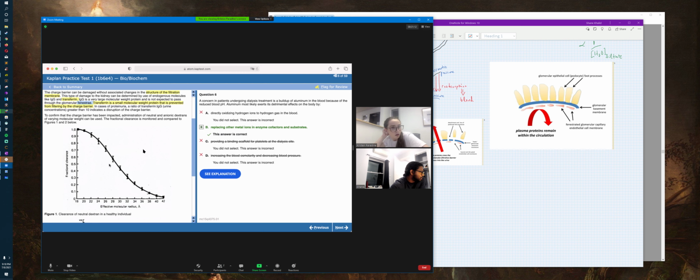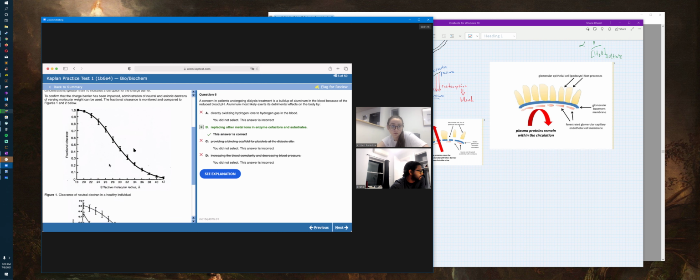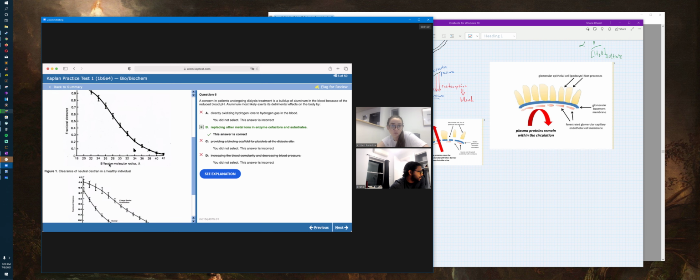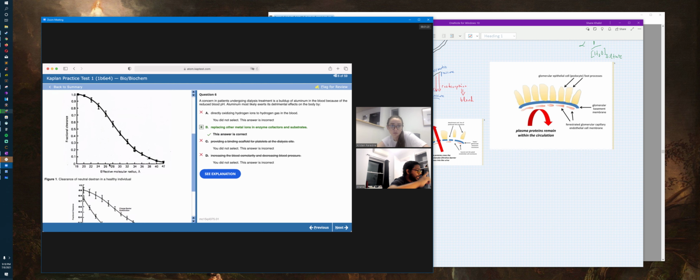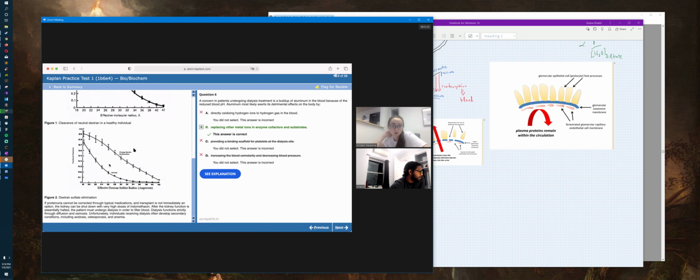Okay, so I see that first graph. Let me see the next one and what they say after it. This is all they say after it. Oh no, all the way in the bottom. Oh, this is just about the medications. So if it cannot be corrected through medication and transplant, okay. Shut down, okay. Indomethacin, all right.